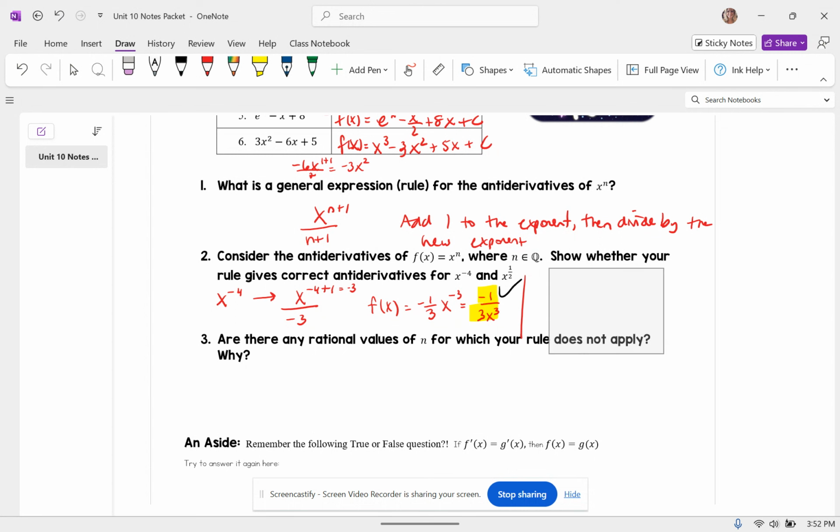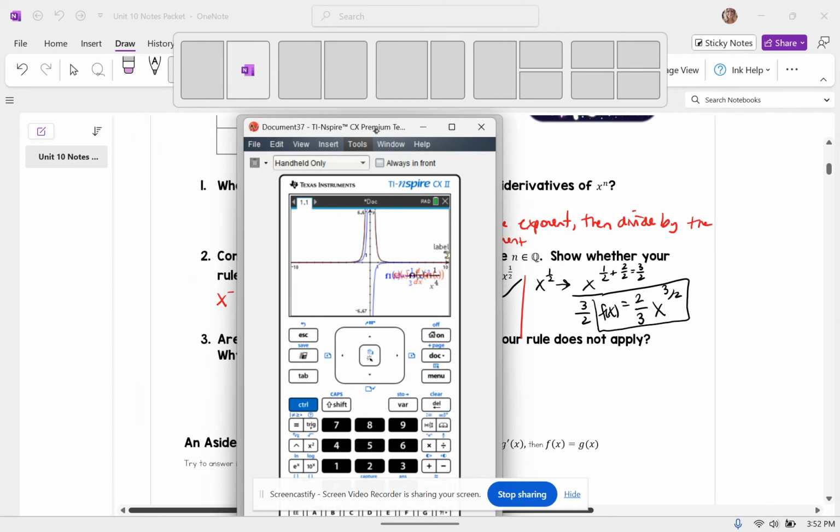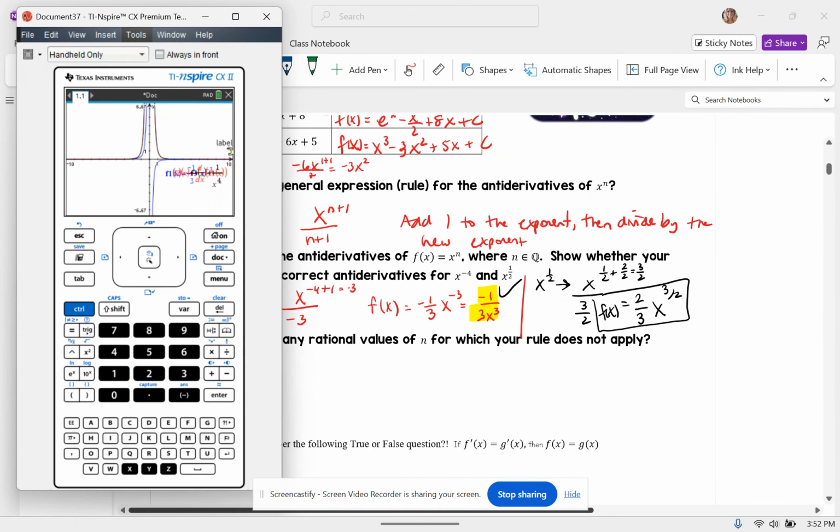Let's try our rule for a rational exponent, x to the 1/2. So what I'm going to do is go ahead and add 1 to it, and then I'm going to divide by the new power. So when I divide by a fraction, it's the same thing as multiplication by the reciprocal. And I would have an original that looked something like this. So let's go ahead and test on our graph. Move this over a bit.